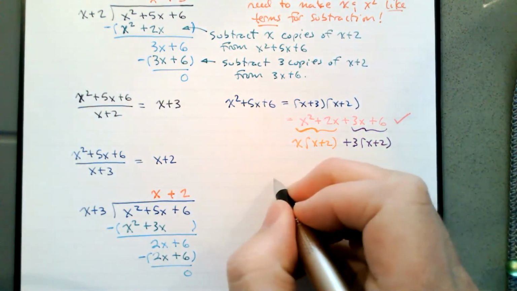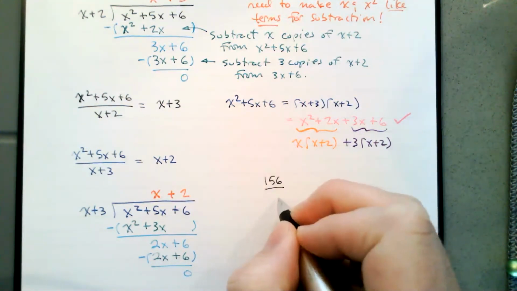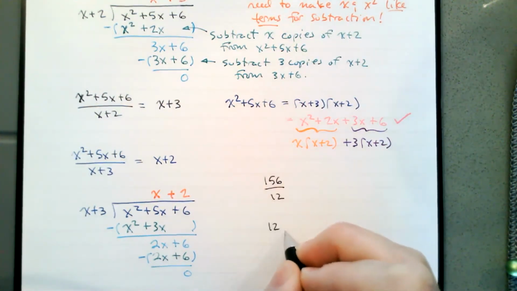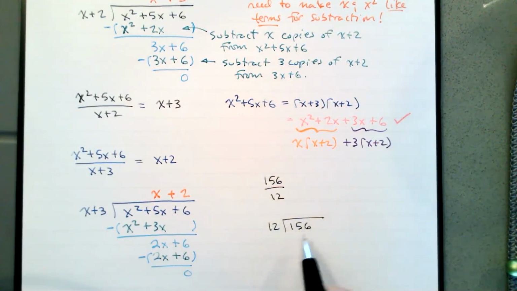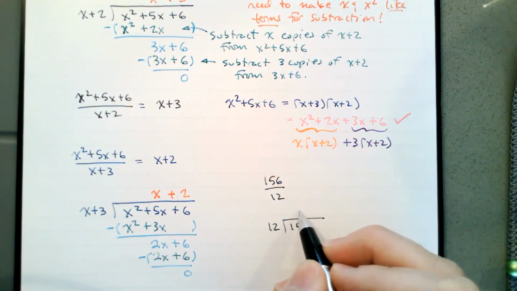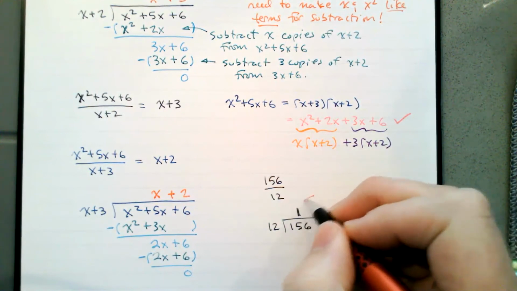If we think about 156 and divide that by 12, we start by asking the question, how many times can we subtract 12 from 156 without going negative? And we start off doing it in chunks. The reason that we start off writing a 1 up here is because we can subtract 12 from 156 10 times. So this 1 is actually a 10.